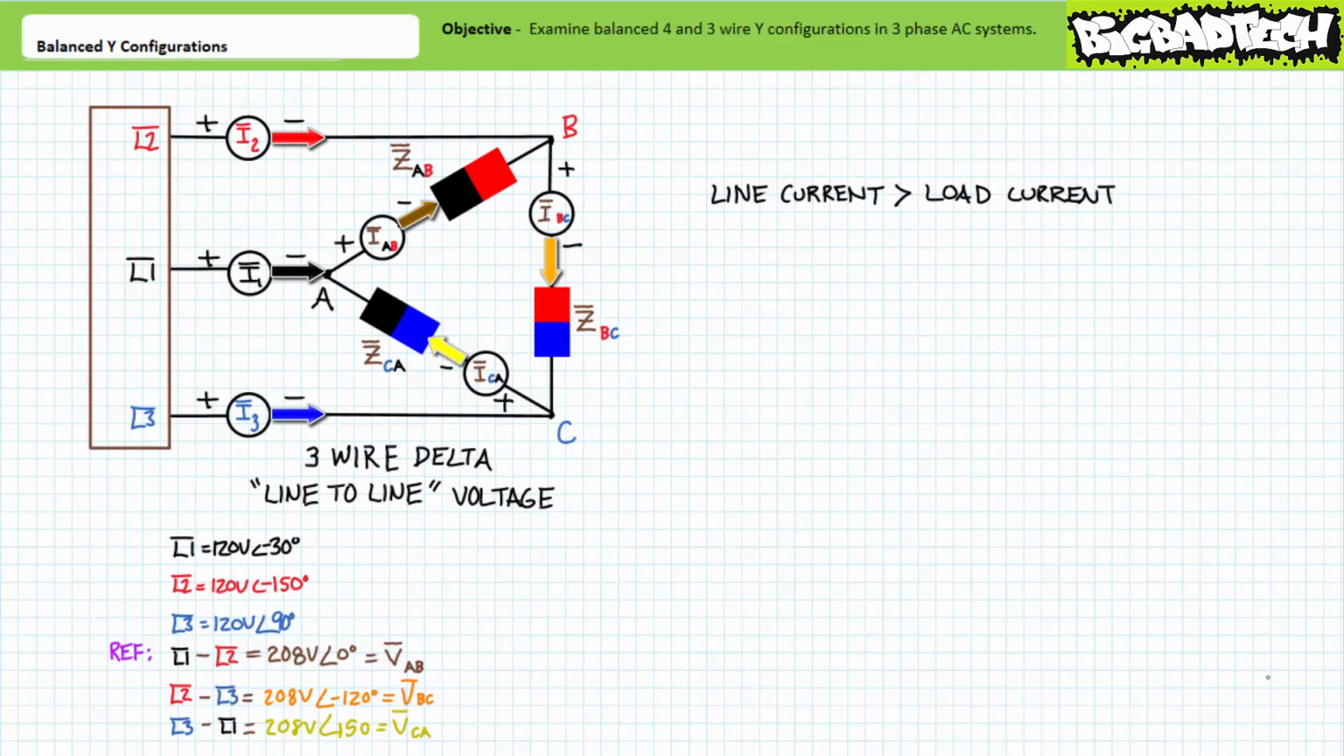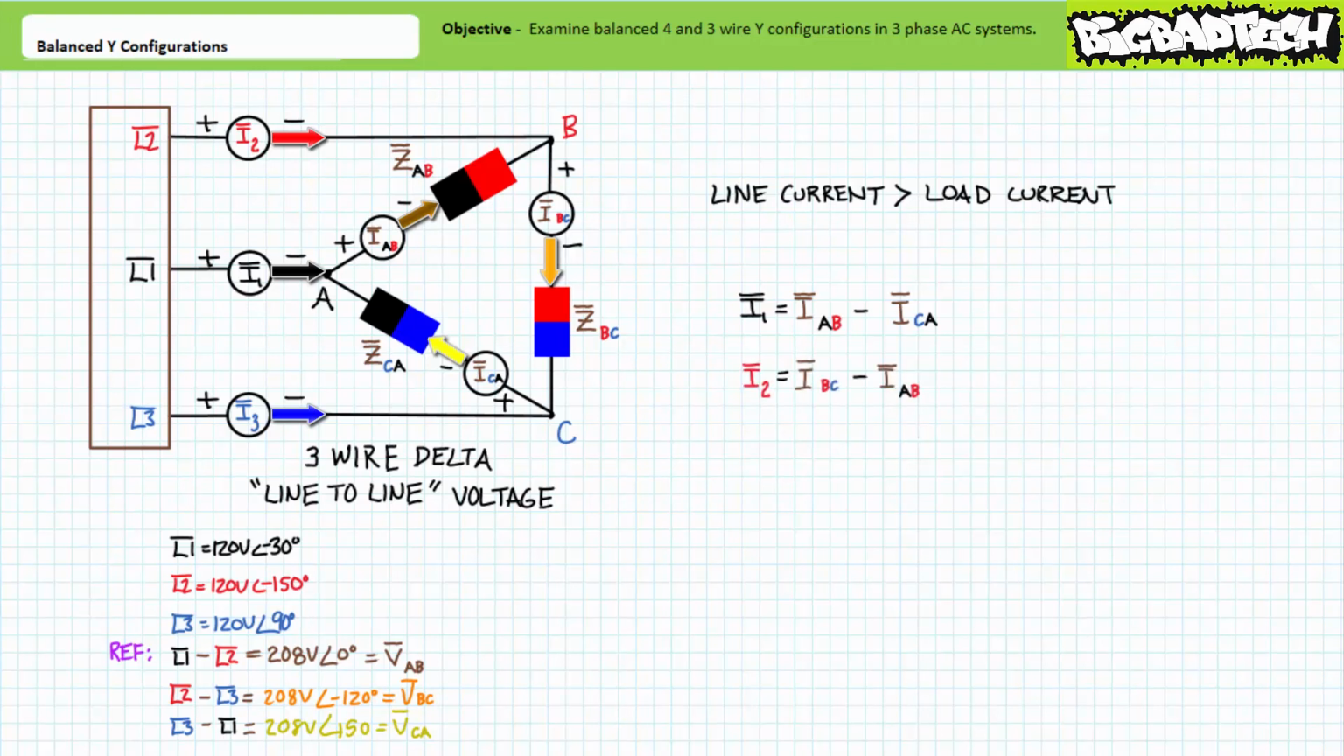Given these assumed directions of travel for line and load currents, let's apply Kirchoff's current law to each of the nodes forming the delta configuration. Consider node A. Both I1 and ICA are incoming current paths, whereas IAB is an outgoing current path. An application of Kirchoff's current law demonstrates that I1 equals IAB minus ICA.